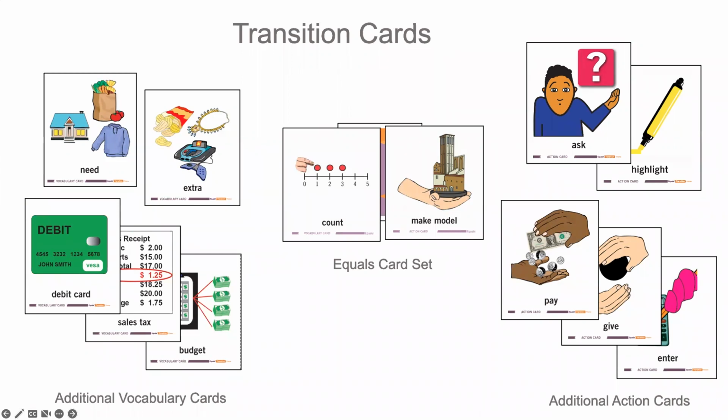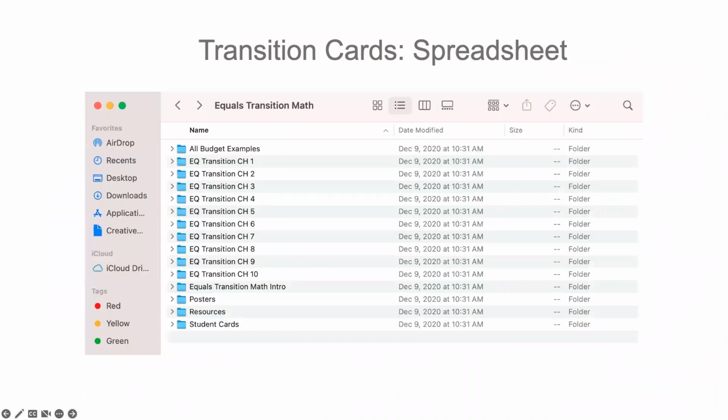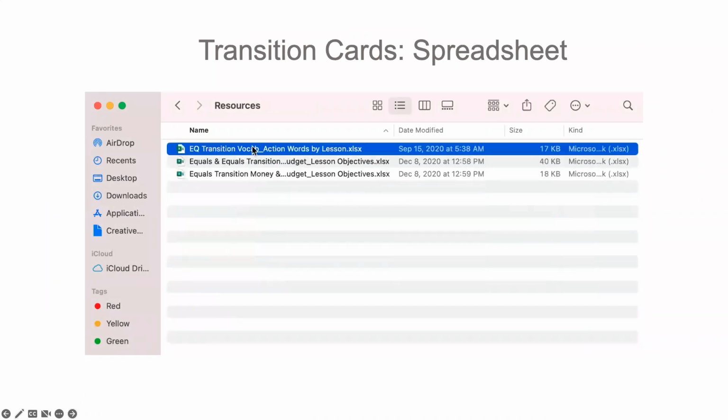As with the equals lessons, transition lessons call out the vocabulary and action cards that are needed for the lesson. Transition lessons use a combination of transition-specific vocabulary and action cards that are found within your PDF document, as well as the vocabulary and action cards from your equals content card set. To know which vocabulary and action cards are needed for the lessons, you'll use the spreadsheet that's found within the resources folder. The equals vocabulary and action word spreadsheet shows the vocabulary and action cards that are needed for each transition lesson.